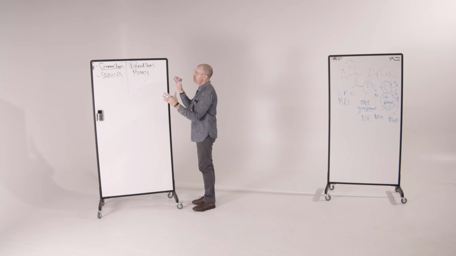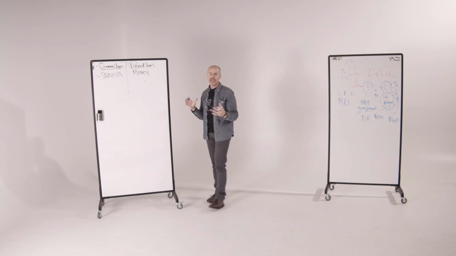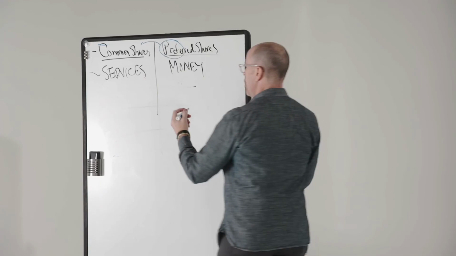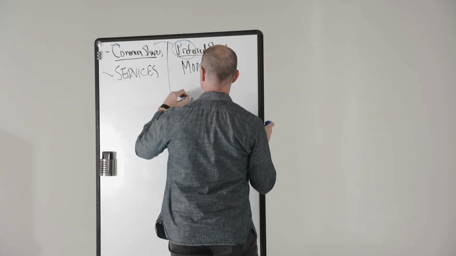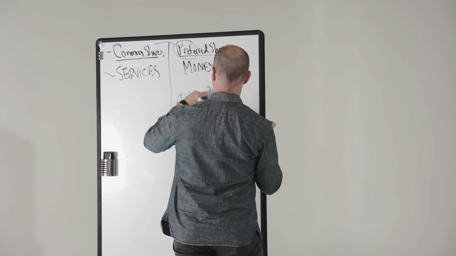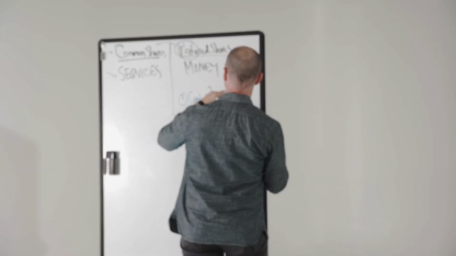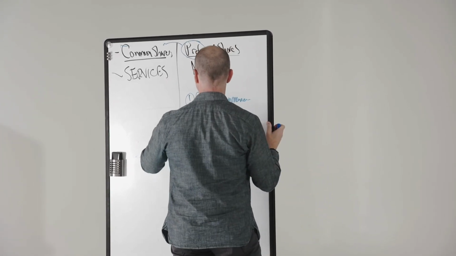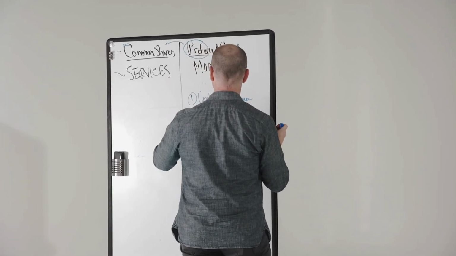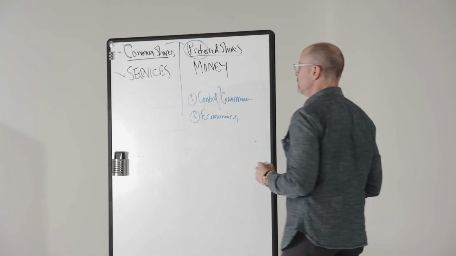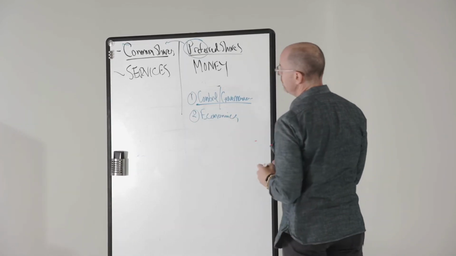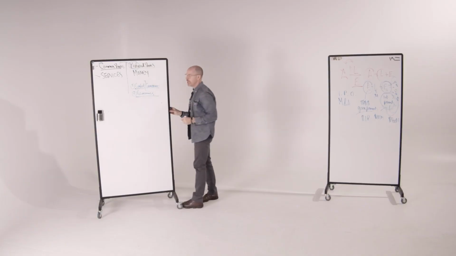Preferred shares at 30,000 feet have advantages that can drop into one of two categories. One is control or governance. The second is economics. And we will take them in order. First, we'll talk about control and governance. Next, we'll talk about economics.